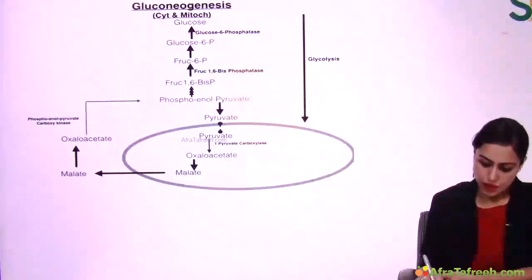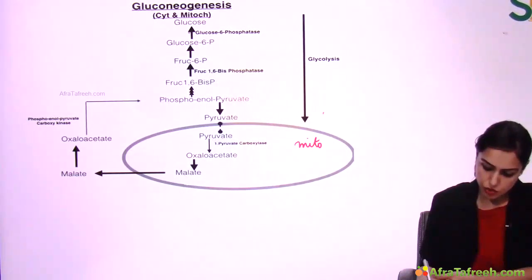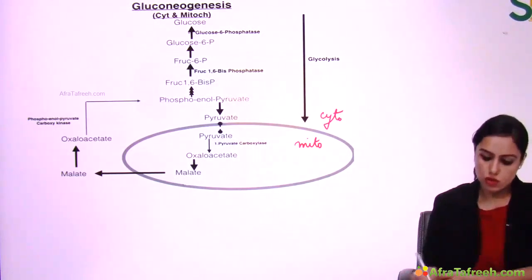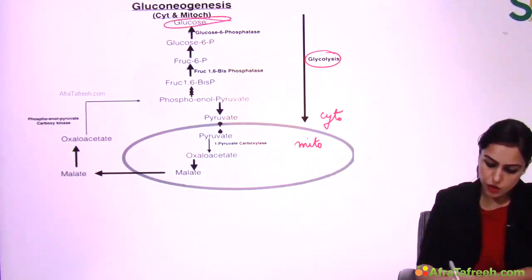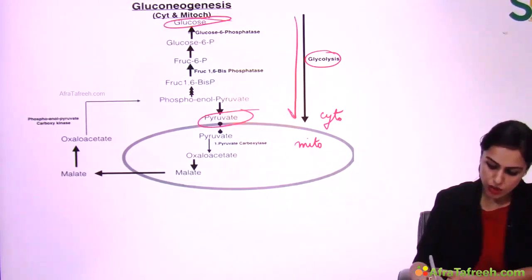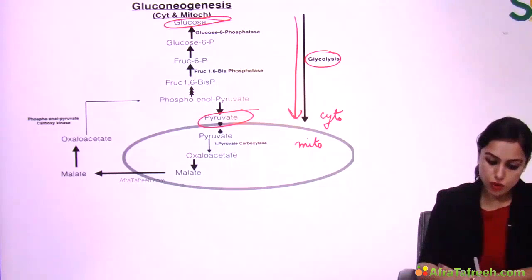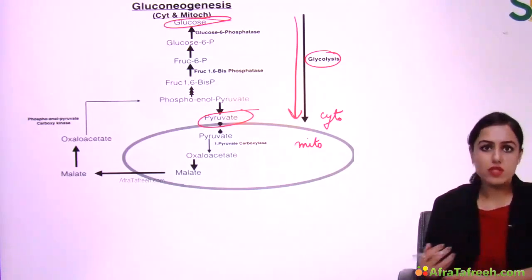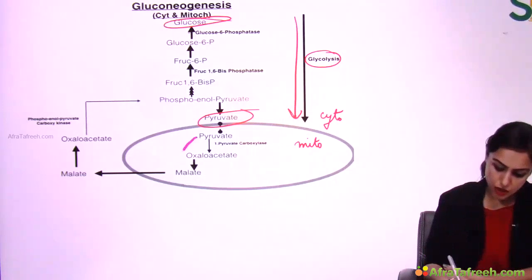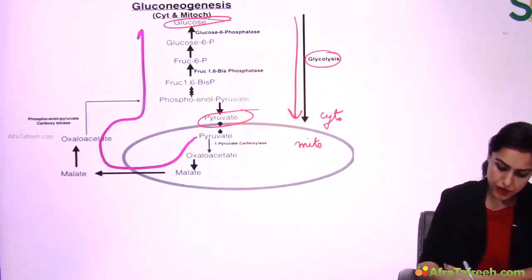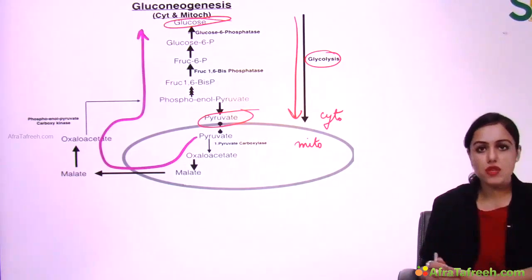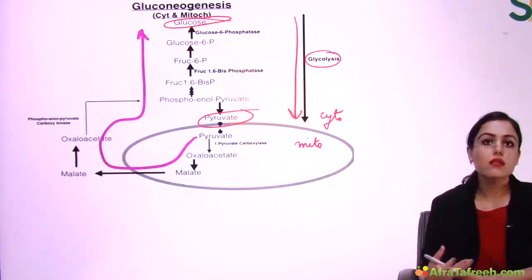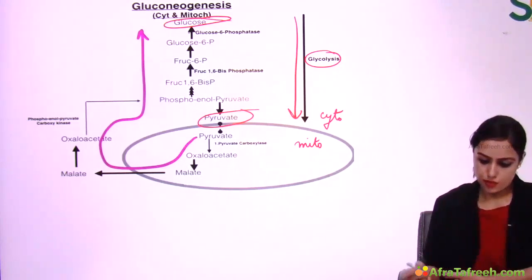See the diagram. This is mitochondria shown here. This is cytoplasm shown here. Glycolysis is glucose to pyruvate occurring only in cytoplasm, but gluconeogenesis is occurring both in mitochondria, cytoplasm. It will start from mitochondria. So starting from pyruvate like this is the route of gluconeogenesis. First step in mitochondria and then the next steps in cytoplasm.